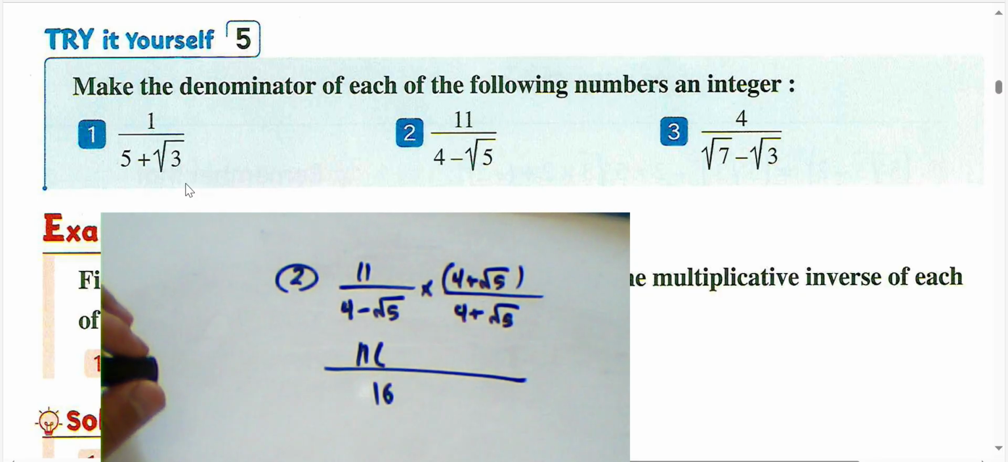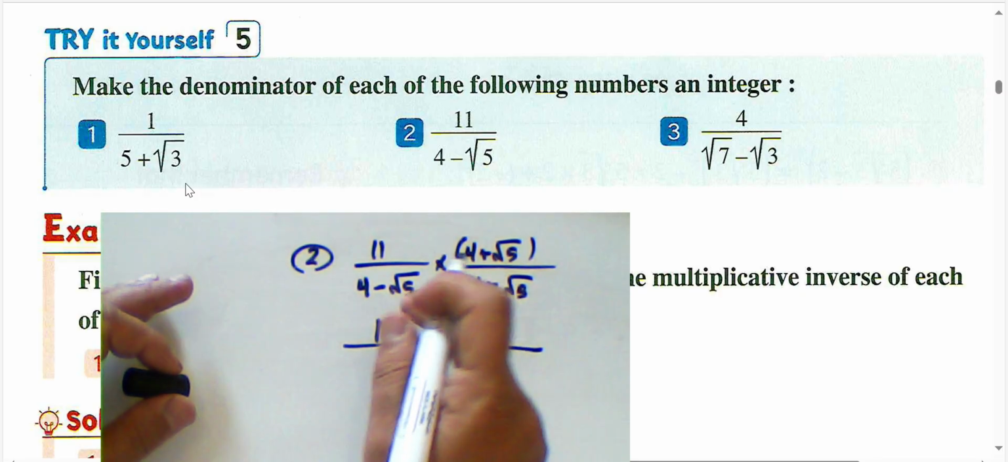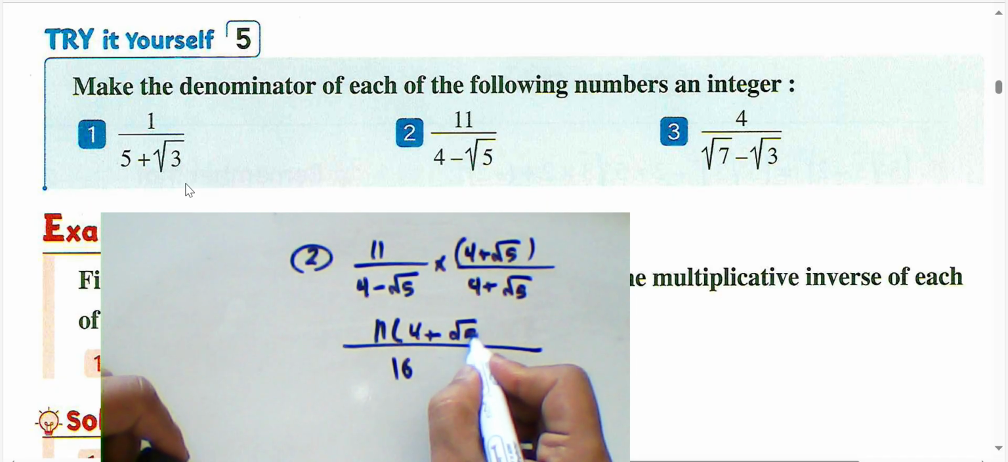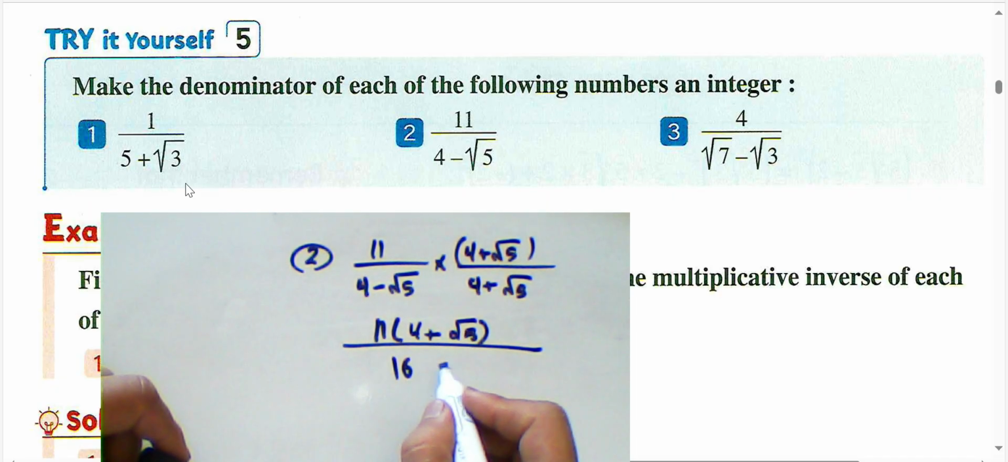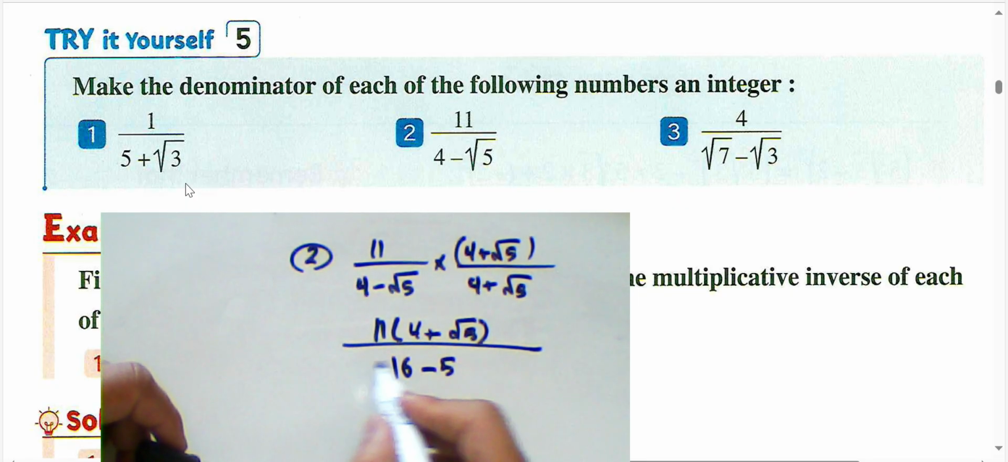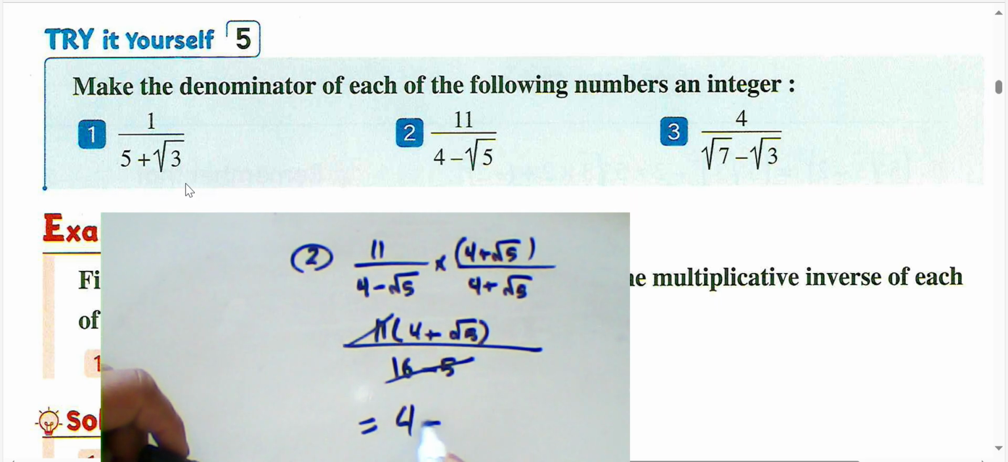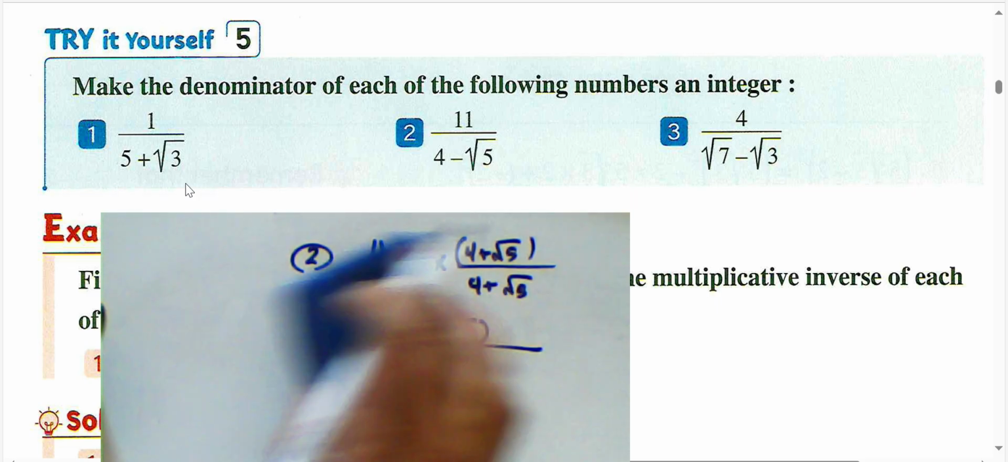Don't use the distributive property. Don't distribute, always leave the 11 outside as it is. So it becomes 4 times 4 plus root 5 over 4 times 4, 16, negative 5 (root 5 times root 5 will be negative 5). Then 11 here, 16 minus 5 is 11, cancel by 11. The result will be 4 plus root 5, it's the simplest form.